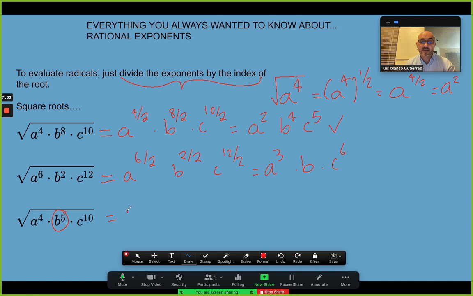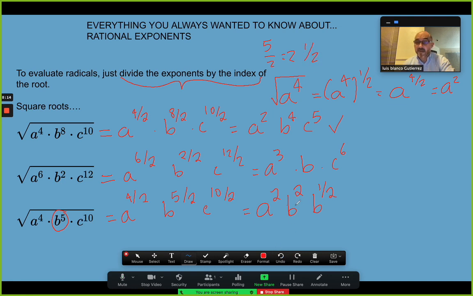We'll set up the problem in the same way. So a to the power of 4 over 2 times b to the power of 5 over 2 times c to the power of 10 over 2. So if I can divide and I get a whole number, I just leave it like that, right? Okay, then 5 over 2, if I divide, the answer is going to be 2, and the remainder is going to be 1/2, right? So this is like thinking about mixed fractions. How do you do 5 over 2? It's going to be 2 1/2.